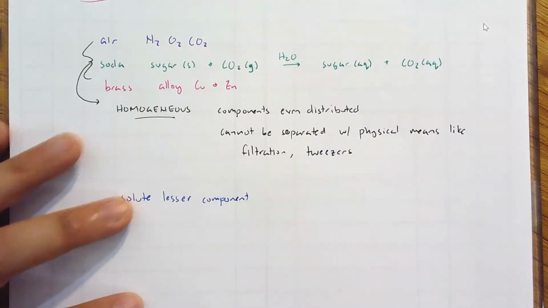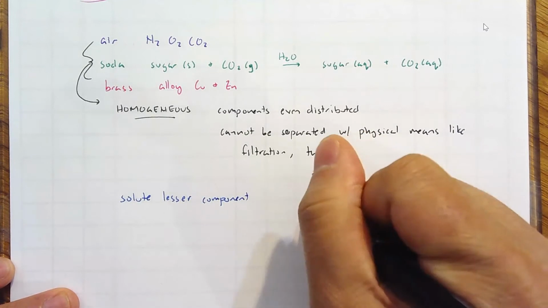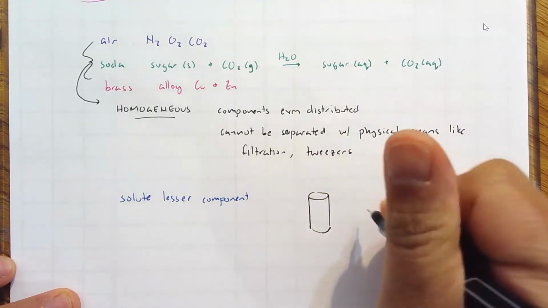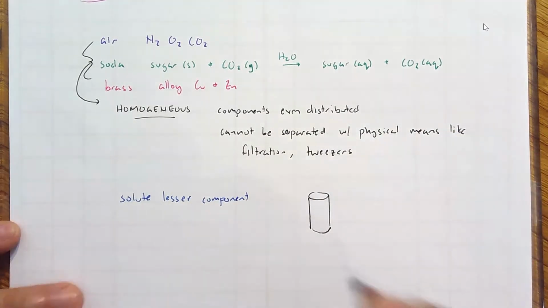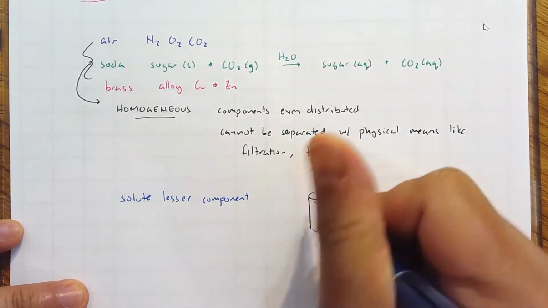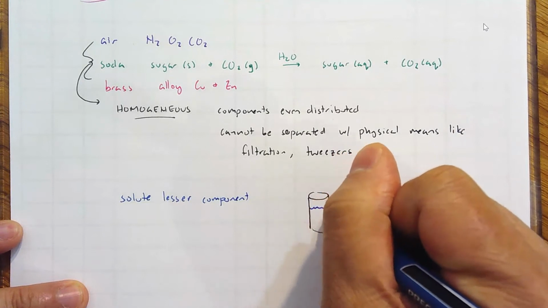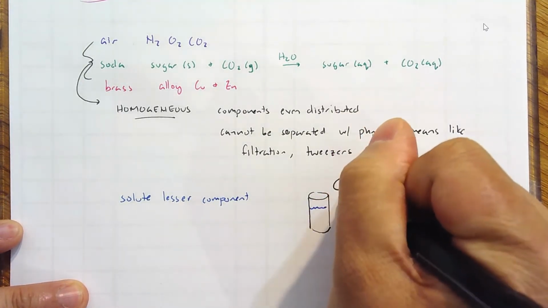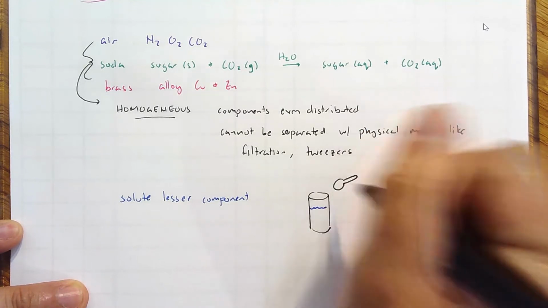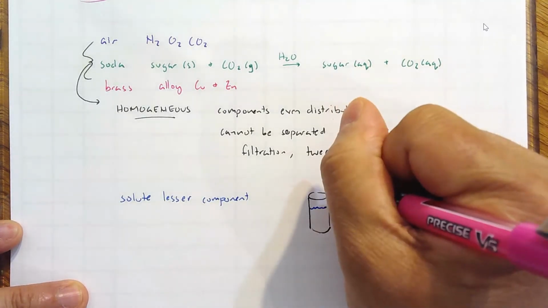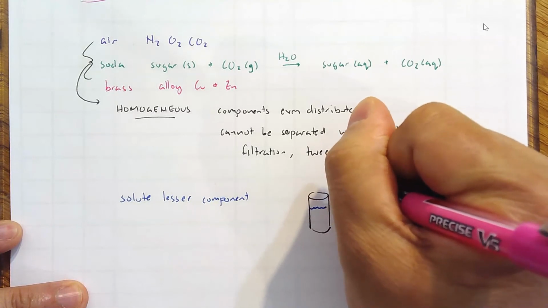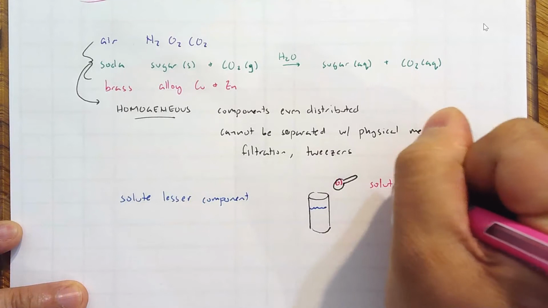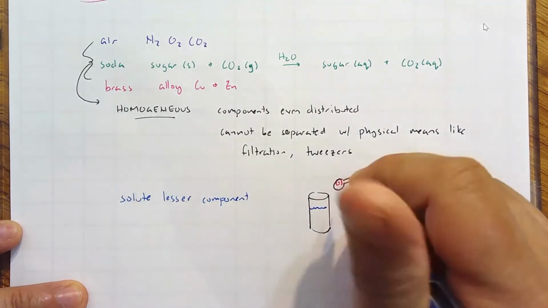I teach in Atlanta, and in Atlanta, the tea here is cold and it's full of sugar. So let's have some tea water. Okay. And we're going to put in some sugar. So obviously, and we'll make the sugar pink. So obviously the sugar is the solute, and the tea is the solvent.